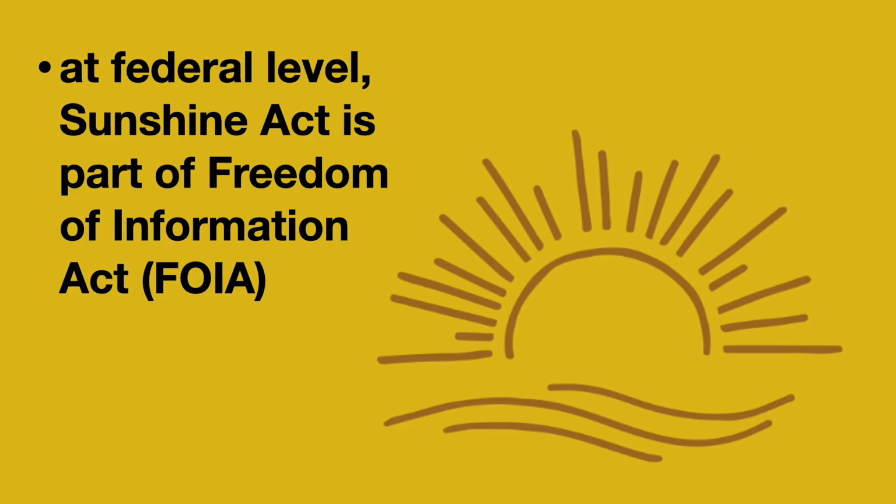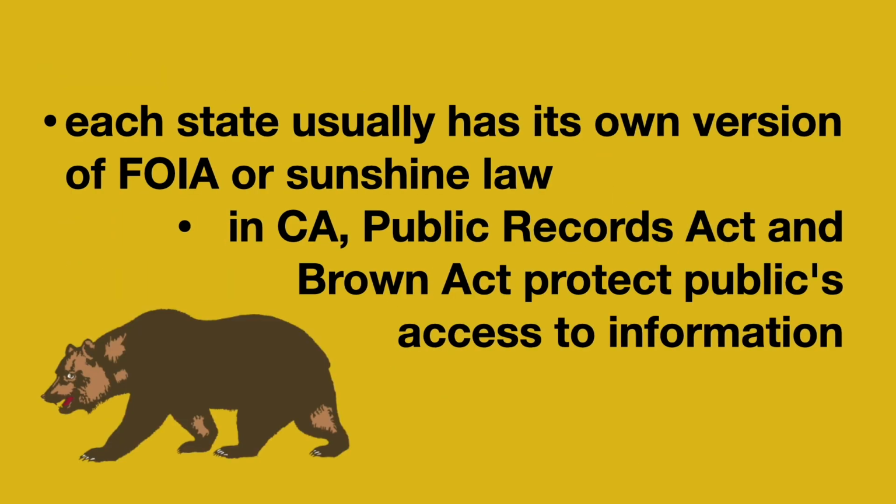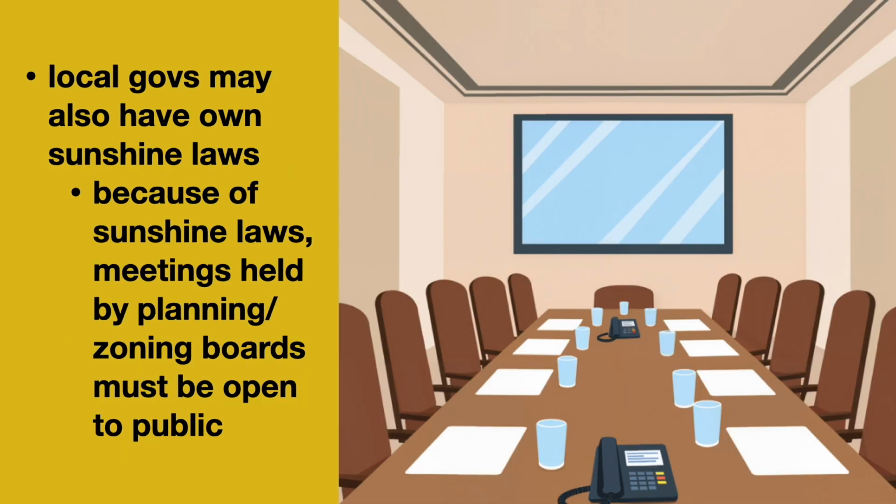At the federal level, the Sunshine Act is part of the Freedom of Information Act. Each state usually has its own version of the Freedom of Information Act or a Sunshine Law. In California, the Public Records Act and the Brown Act protect the public's access to information. Local governments may also have their own sunshine laws. Meetings held by planning and zoning boards must be open to the public because of sunshine laws.